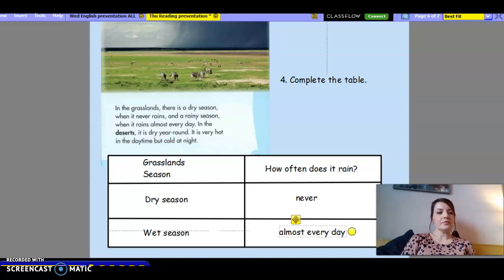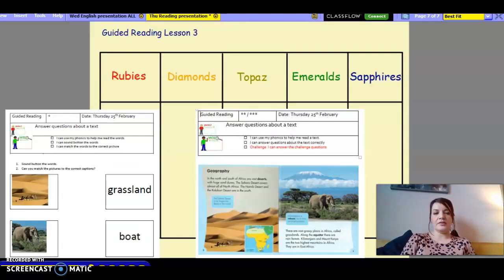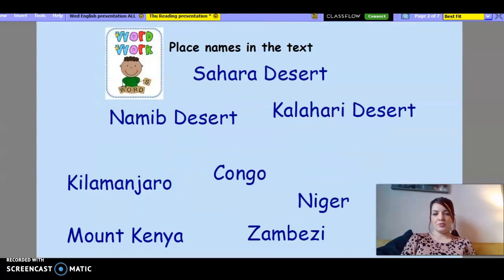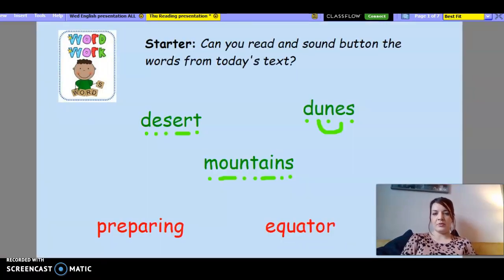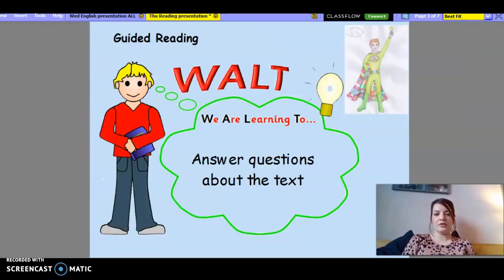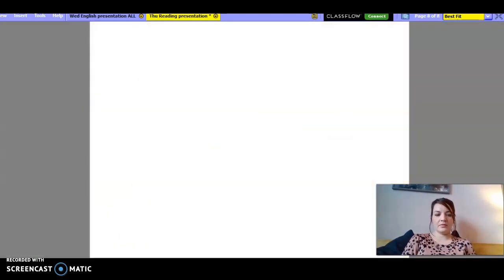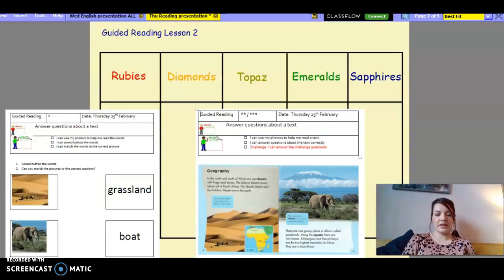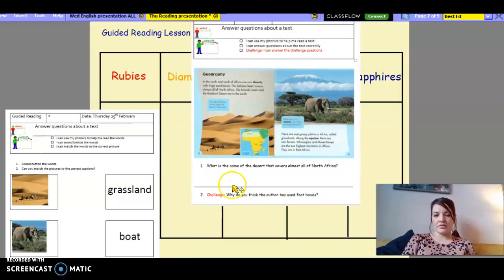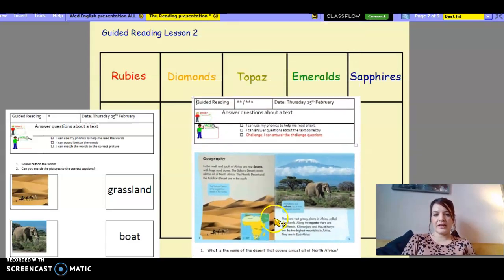Okay, so let's have a look at what you're going to be doing today. Not lesson 3 this time, it's lesson 2 because we didn't have a lesson on Monday. So your sheet, the 2-star and 3-star sheet, is to answer questions about the geography section of the text. And when you read that, you'll spot these words here. So you might want to replay that bit of the video before you read. I've gone to the wrong page. So you can have a go at answering the questions about this part of the text.